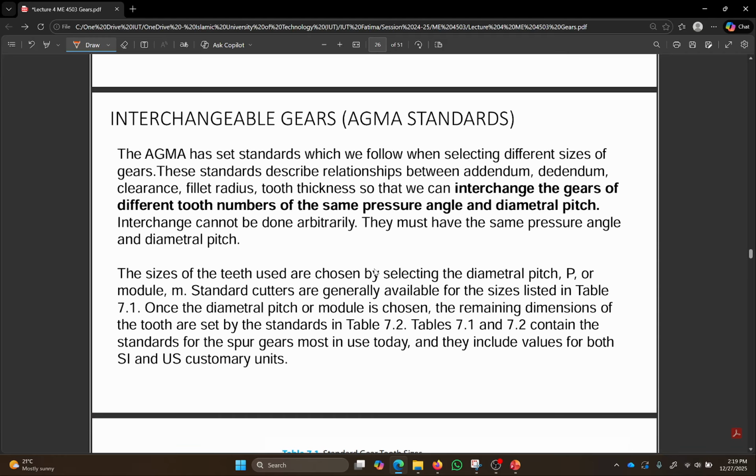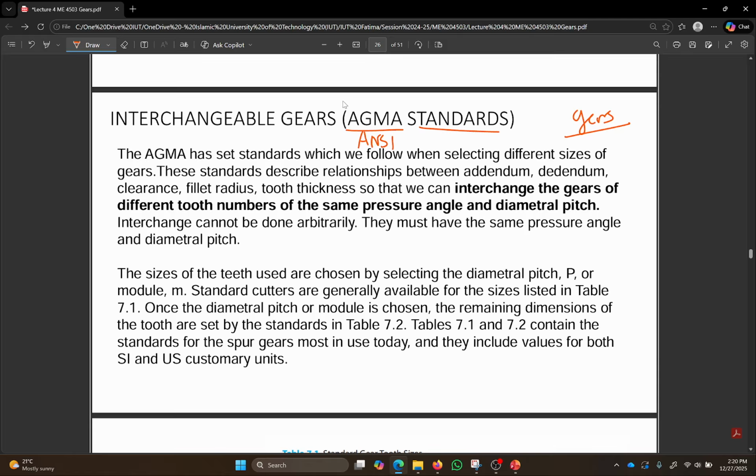So now let's actually start to understand gears. You have learned all the parameters that involve gears, all the circles. Now let's go for calculations. The AGMA has standards. Whenever you're trying to design gears, you must follow some standard gear sizes, and those are AGMA standards or ANSI standards.